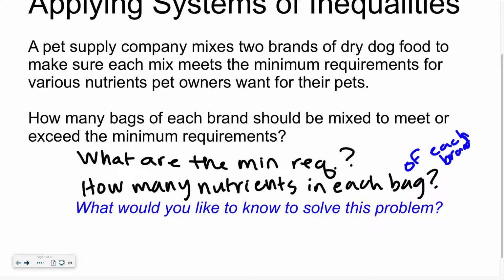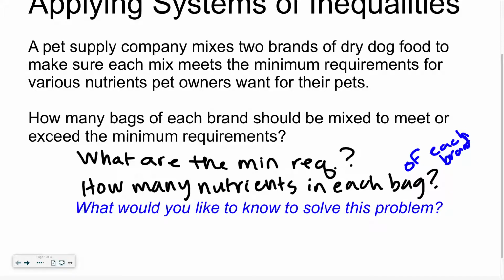So Logan's question about how different are the brands, that could come into play tomorrow in terms of cost as well as nutrients, because I want to mix the bags and make the appropriate mixture so pet owners are satisfied with my mix, but I also want to do it at the cheapest cost to me so I can make the most money. All right, anything else?